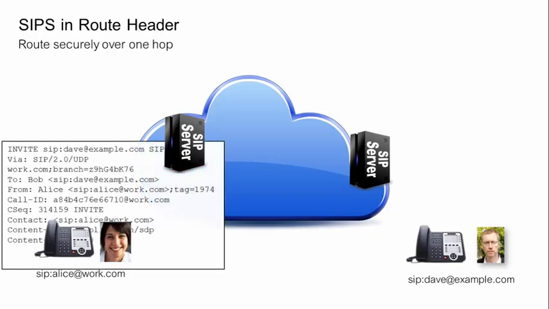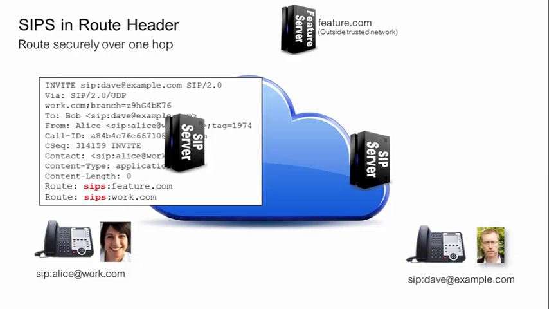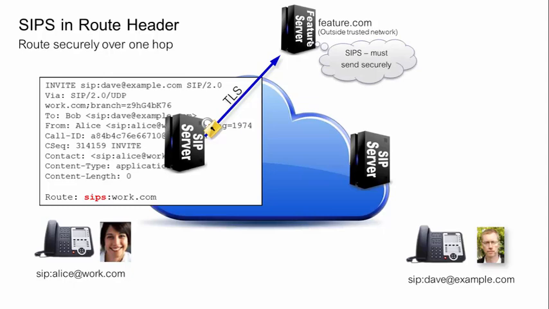For example, receiving an invite and deciding a feature from an external server should be applied, one outside the safety of the home network, the proxy adds route headers with scheme SIPS. Because of the SIPS in the first route header, the request is routed securely with TLS over that hop to the feature server. The feature server then, stripping off its own route address and finding another with a secure SIP scheme, knows it too must route the invite back over secure TLS.